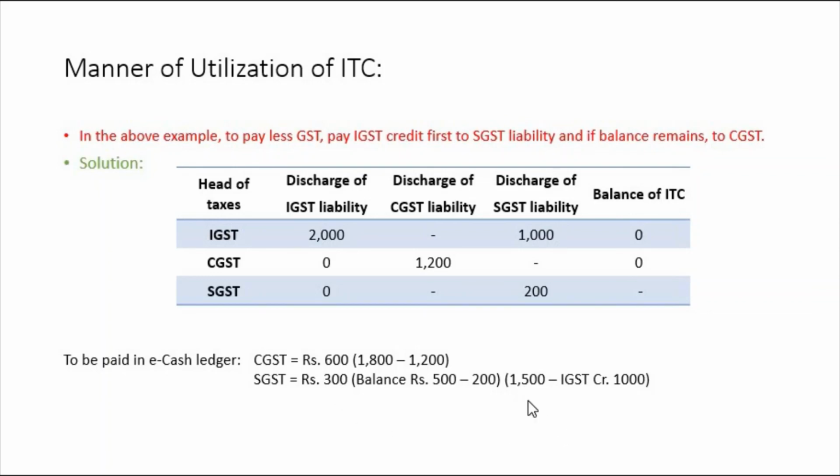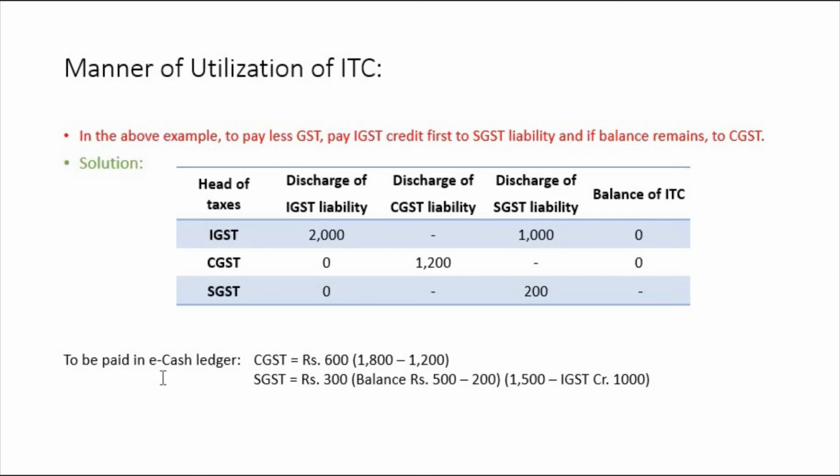Look at this closely. 1500 was the liability, 1000 is paid through the IGST credit. So 500 was remaining. Out of this 500, 200 was utilized for SGST credit, right? So still 300 rupees remains. This total 900, 600 plus 300, 900 remains. This will be paid through the electronic cash ledger, right? You can use it through net banking or debit card, credit card, whatever way is possible. Hope this is clear. This is all about manner of utilization of ITC.